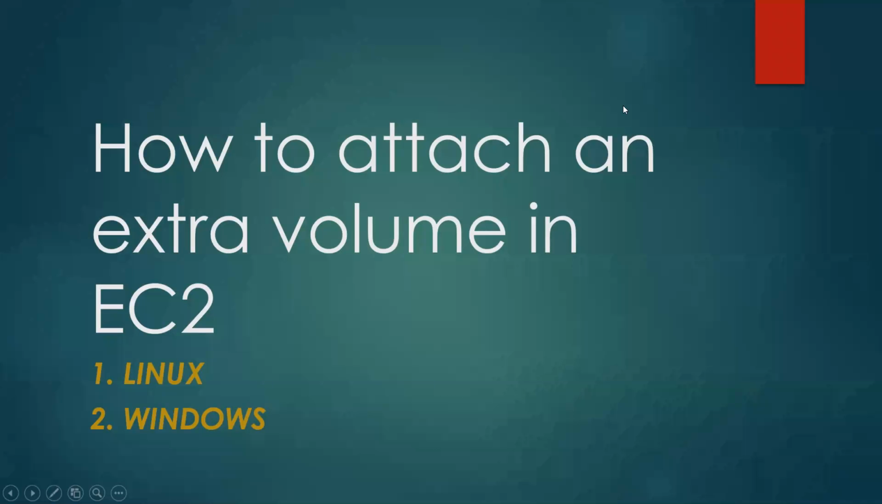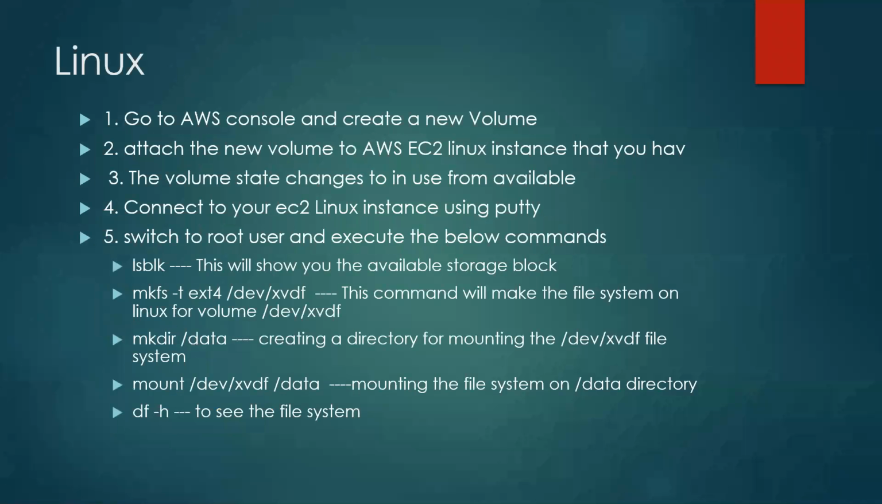Hello, good evening. So I'm going to show you today how to attach an extra volume in EC2 instance in AWS. And I'm going to explain it for both Linux as well as for Windows. So these are the steps for Linux. First, we will go to AWS console and create a new volume. Then we will attach that volume to an AWS EC2 instance that you have. And then we will execute few commands to attach that volume and format that volume in Linux.